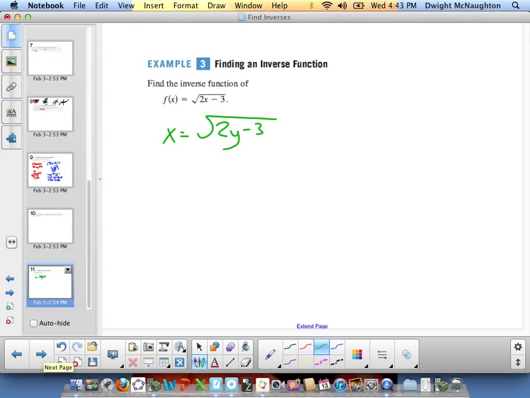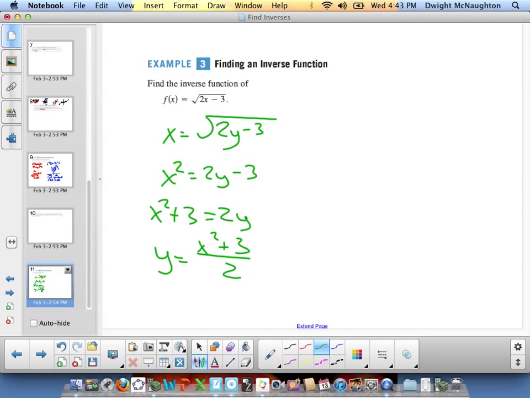Undo the square root by squaring. Undo adding 3 by subtracting. Or undo subtracting by adding, and then divide by 2. So the inverse function is x squared plus 3 over 2.